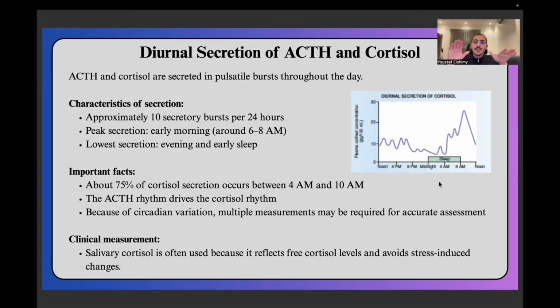You can see that ACTH and cortisol are proportional. Whenever ACTH increases, it acts to increase cortisol. Whenever cortisol is enough, it decreases ACTH in order to decrease cortisol secretion. So they are complementary. And we use salivary cortisol to measure the free cortisol that is found in our body. This has a clinical relevance. We're going to discuss it in a few slides.